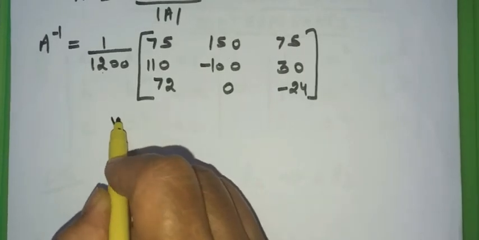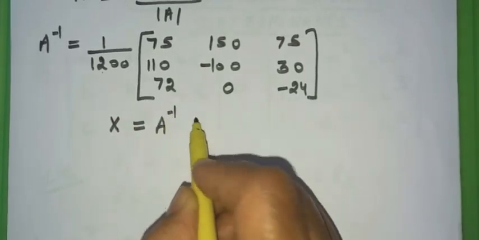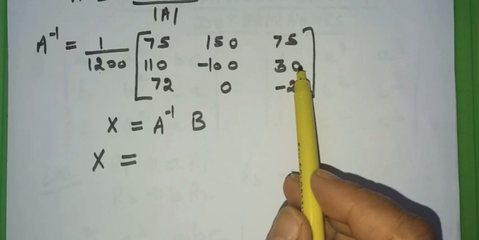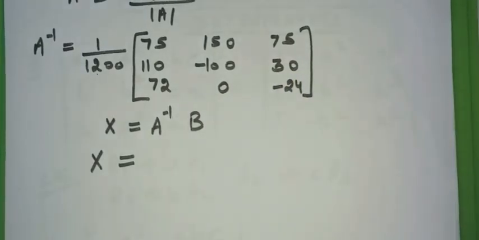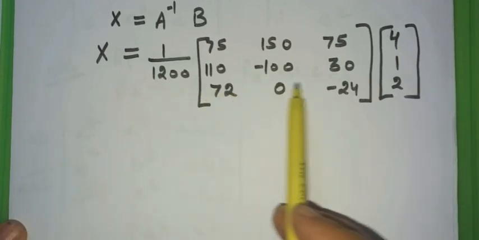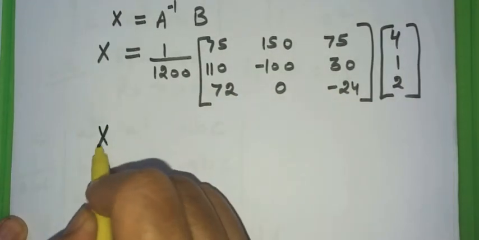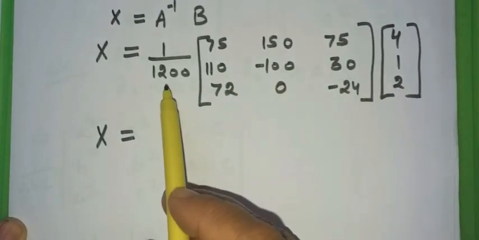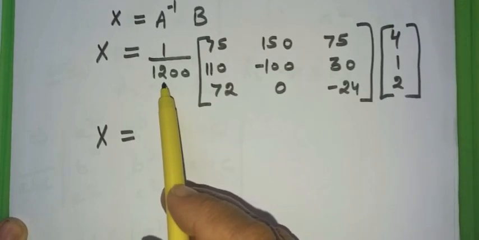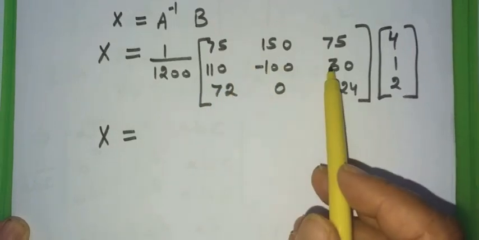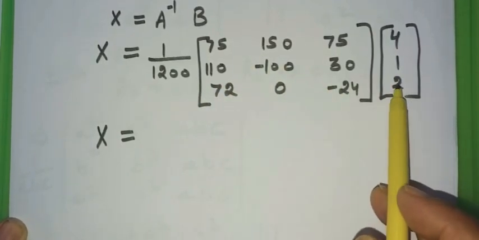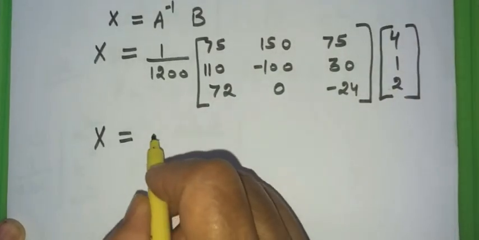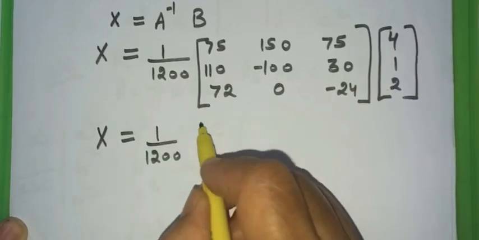Now my aim was to find the value of X, and I knew that X was A inverse B. So I have got the value of A inverse and I have got the value of constant matrix B. Substituting both the values, I get A inverse into B. So now in the next step I am going to multiply all these numbers, but here a very important point to note is that students sometimes make a mistake: they first multiply 1 by 1200 inside this matrix and then they multiply it with the matrix B, and if they do so, the calculations become very complicated. So I will not touch this 1200, I will let it remain where it is.